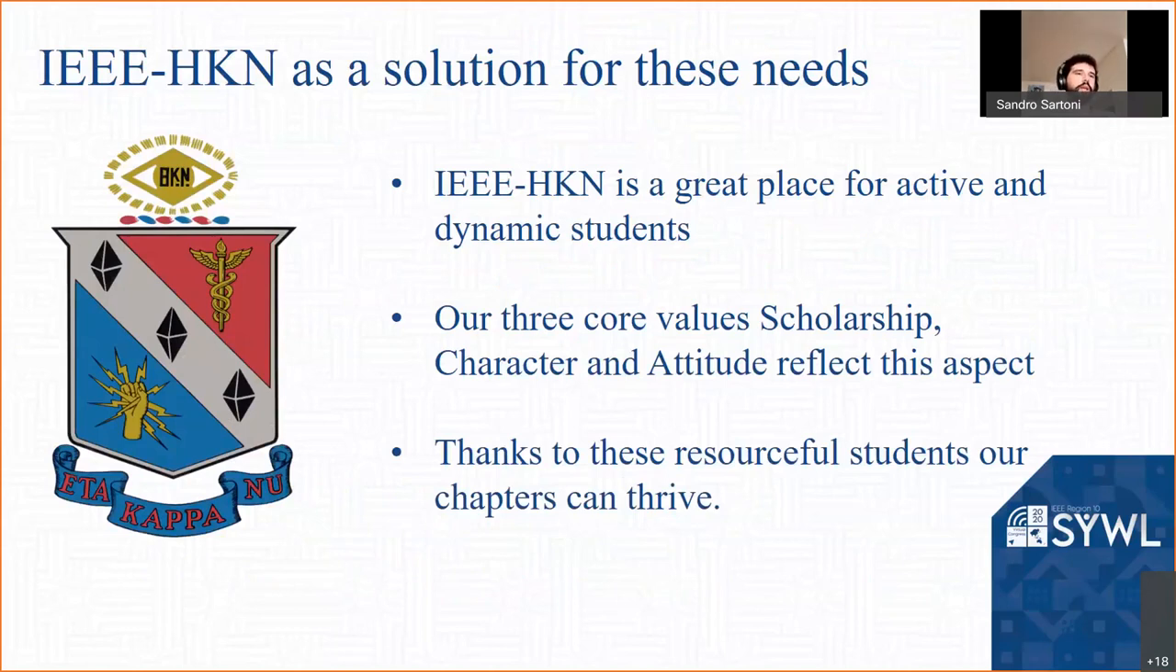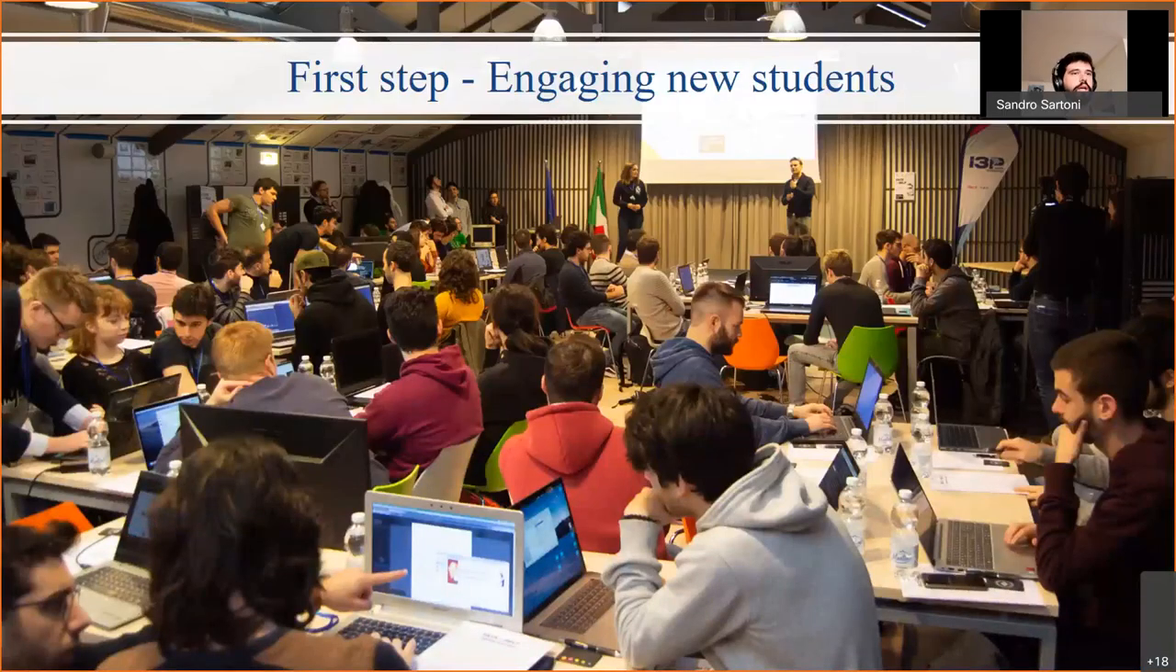I believe that IEEE HKN is a great solution for all of these active and dynamic students. And as we were saying before, we have three core values: scholarship, character, and attitude. So yeah, obviously we value people who are able to achieve great scores on exams, but this is not enough. We want people who are willing to put some extra effort to put their vision in practice. And it's thanks to these resourceful students that our chapters can thrive. Now, how do we make sure that these active students are in our chapter? The first step is engaging new students. So moving to the next one, please.